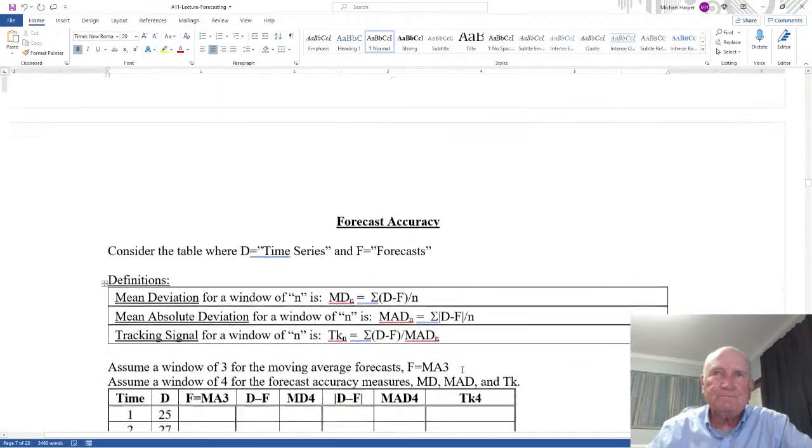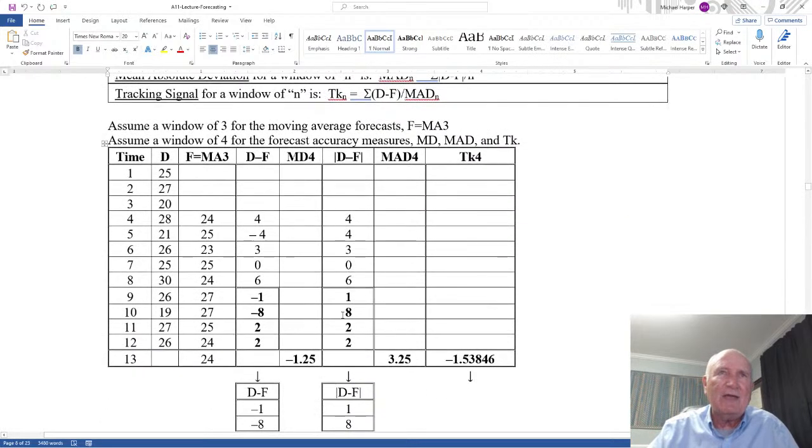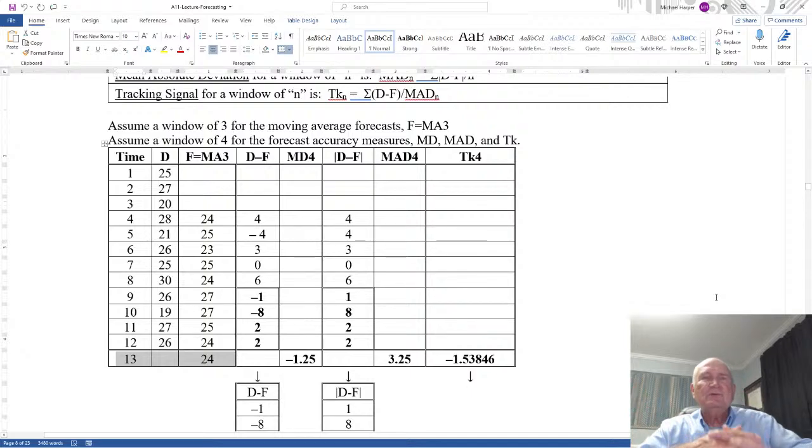Okay. Now before I continue on, let's stop for a minute before we do more techniques, and ask the question: how good are these techniques once we have one? We have a technique, we have a forecast. Suppose we have a time series here that's a random component. We have a moving average of 3. So over time period 13, our forecast is 24. So the question is, how good is 24?